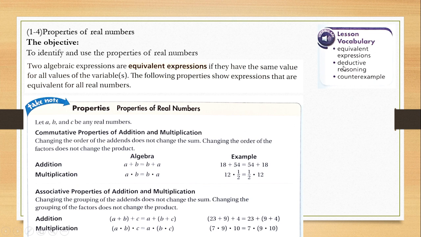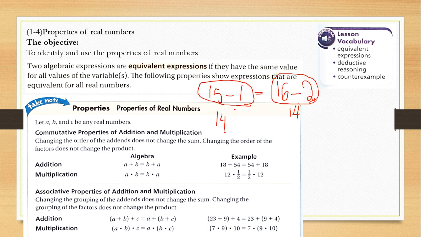Equivalent expression, deductive reasoning, counterexample. The meaning of equivalent expression is that they have the same value for all values of the variable. For example, 15 minus 1 is equal to 14, and 16 minus, let's say, 2, is equal to 14. So this numerical expression and this numerical expression have the same value, so these are equivalent expressions. That's the meaning of equivalent expression.